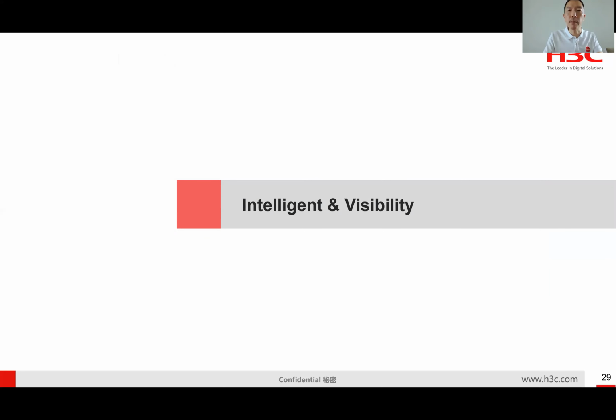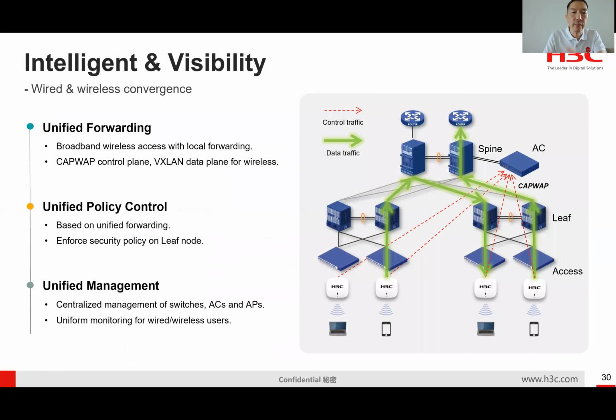So this is a very important feature that can release the workload of the network and IT. How? Because all the network traffic is within the network, no matter whether it's Wi-Fi or wired. For wireless and wired traffic, we can do what we call unified forwarding. We can have unified policy control, and then we have unified management.